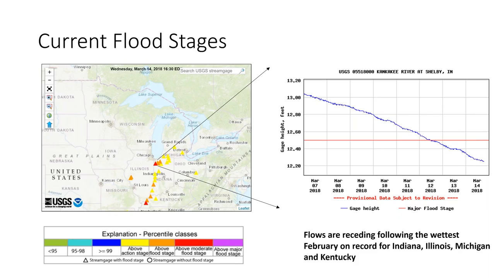The figure on the right shows the stage of the Kankakee River in Shelby, Indiana. And what I'd like to point out is there's good news here. The floods have occurred and the floodwaters are beginning to recede. And again, that's related to a period within the last 2 weeks of abnormally low precipitation. It's going to be really important as we look towards the 1 week and monthly forecast to consider precipitation that might occur in the next couple of weeks.